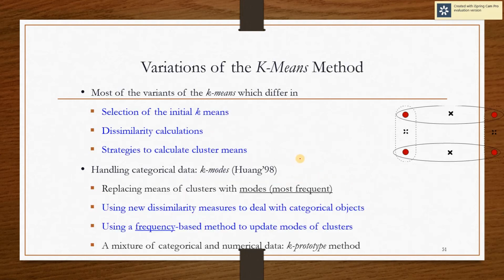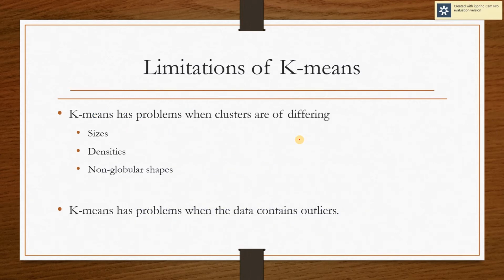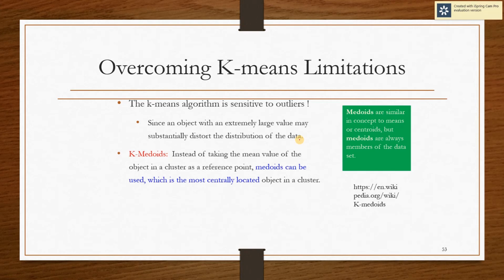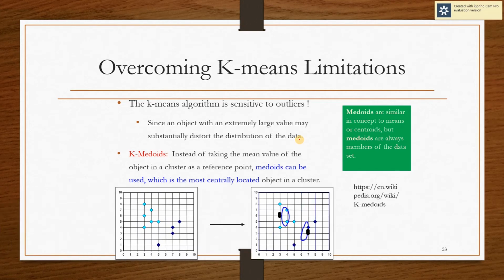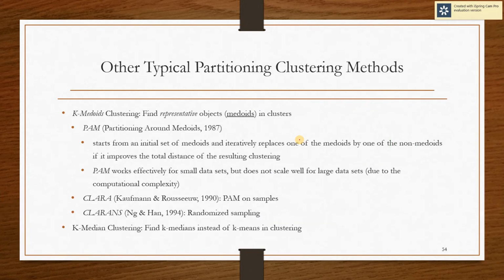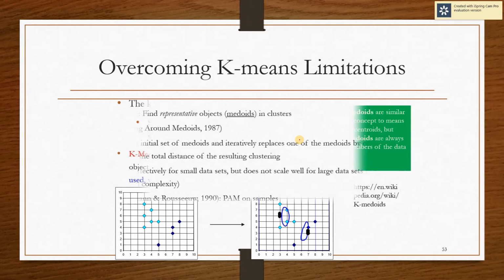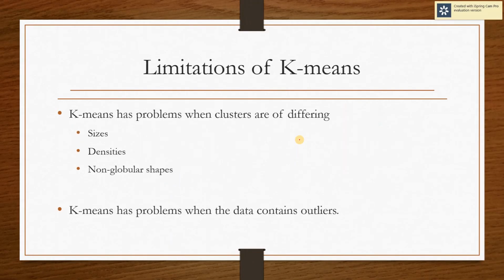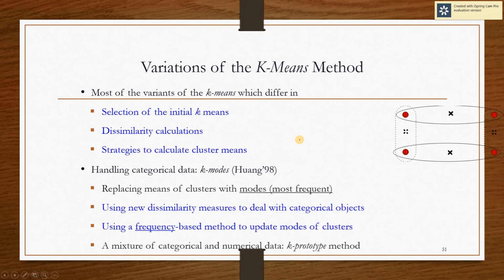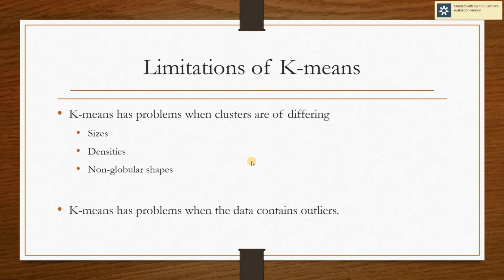There is another variation of k-means, that is k-medoid. You can read this on your own, but usually the final exam will cover k-means. You have to read on this as well, and the last two slides.